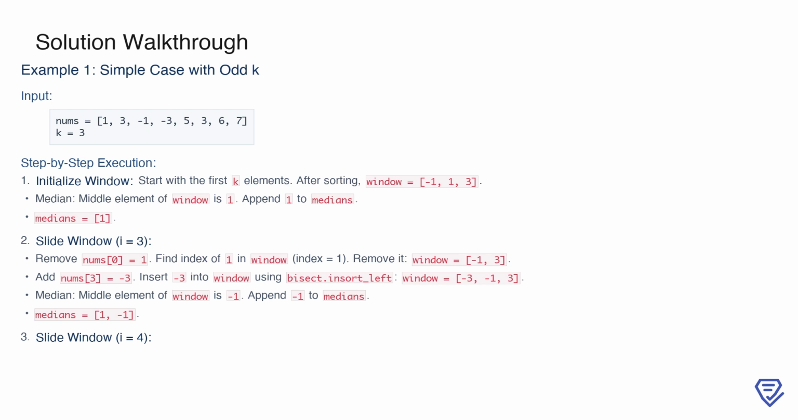Next, as we slide the window forward, we remove the first element, 1, from the window and insert the next element in the array, -3, maintaining the sorted order. This updates the window to -3, -1, 3, and the new median, the middle element, is -1. We append -1 to medians, making it 1, -1. Finally, we slide the window forward again, repeating the process by removing the oldest element, adding the next, and recalculating the median. The medians list grows as the window slides across the array.